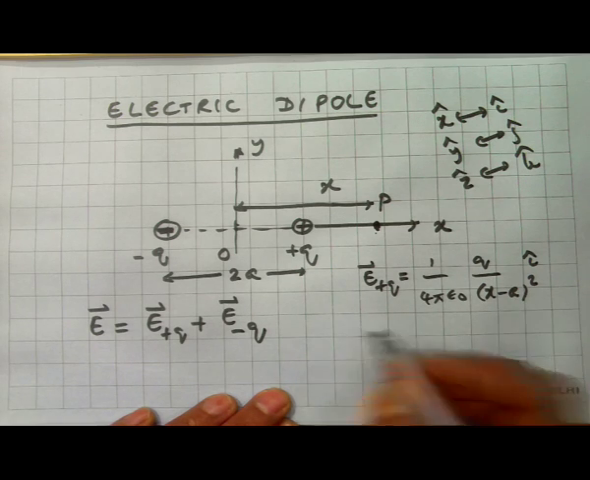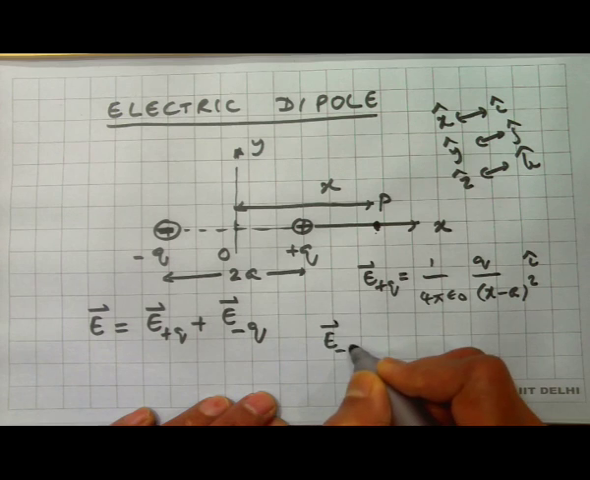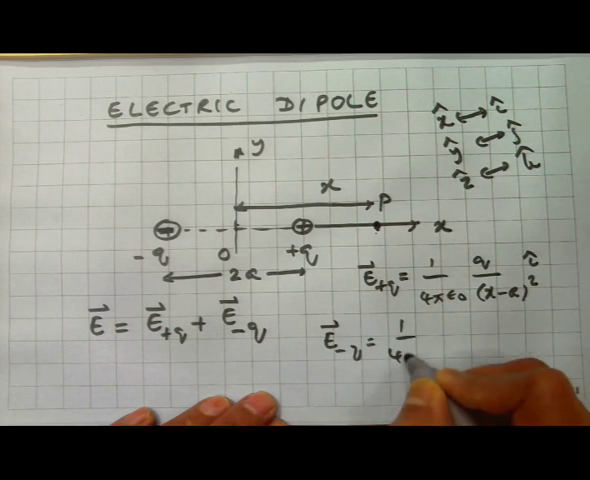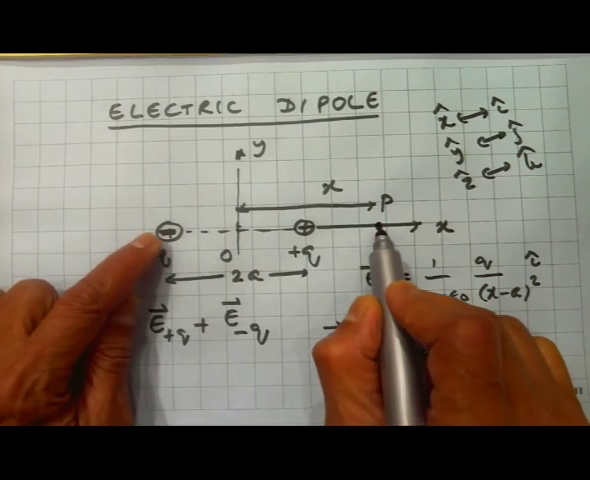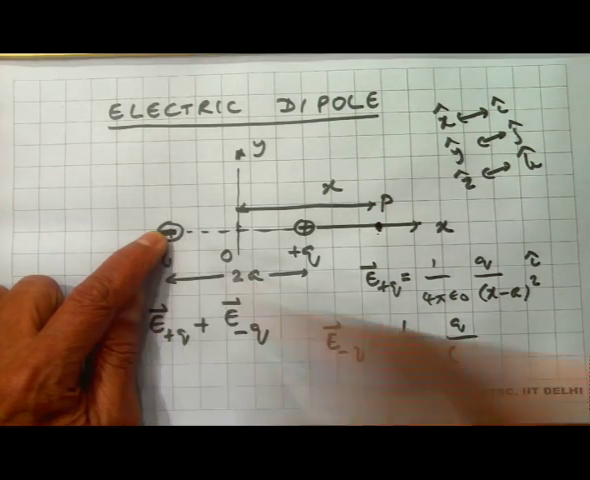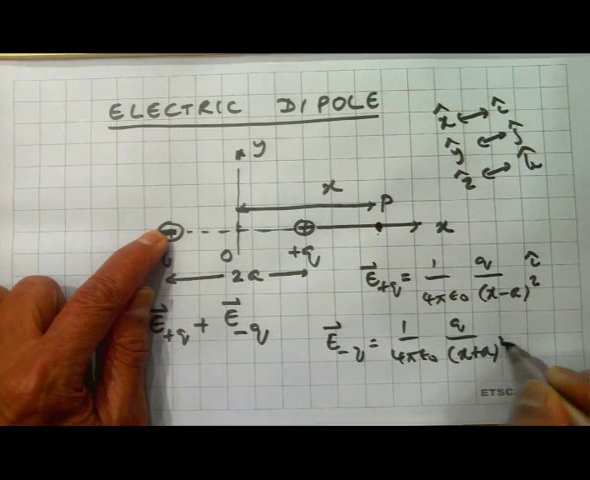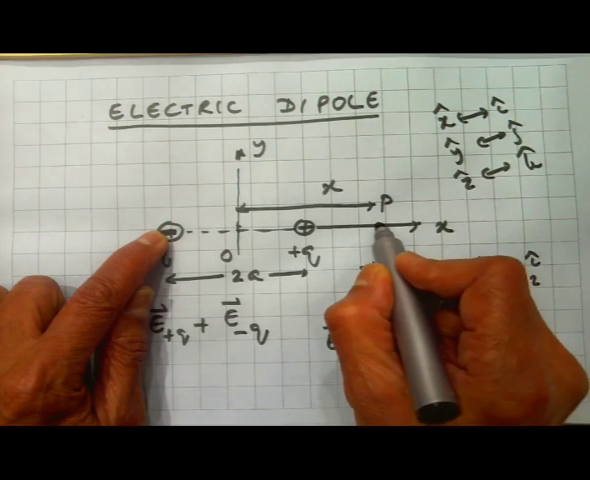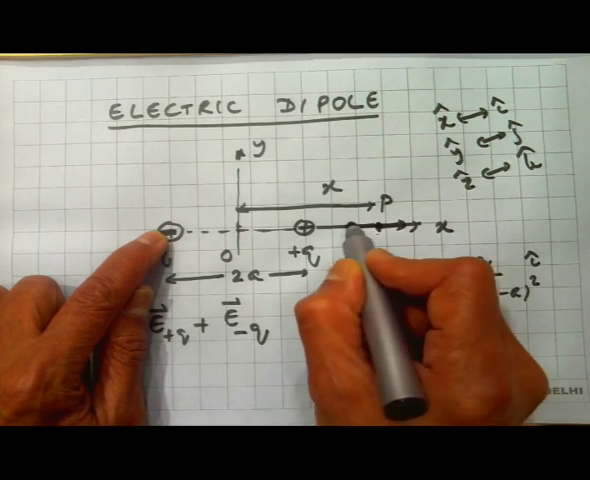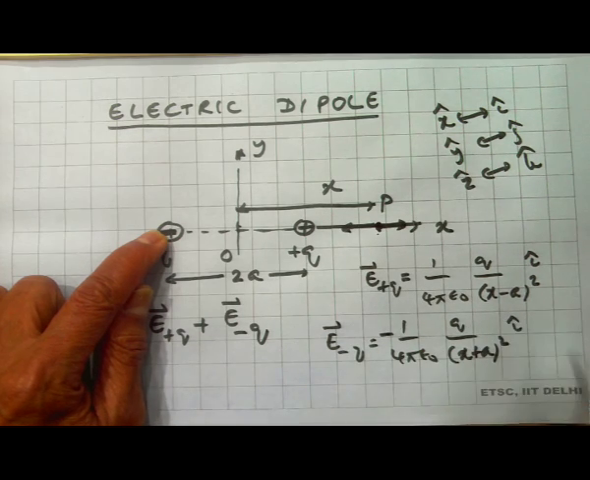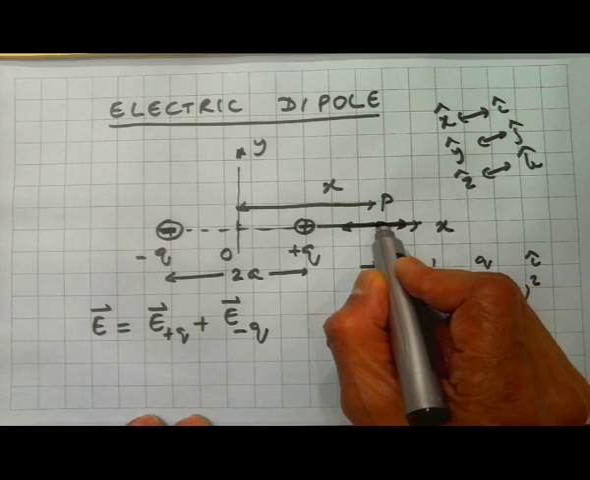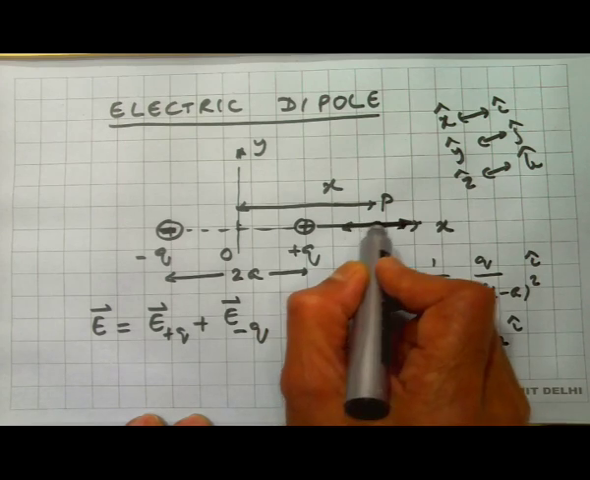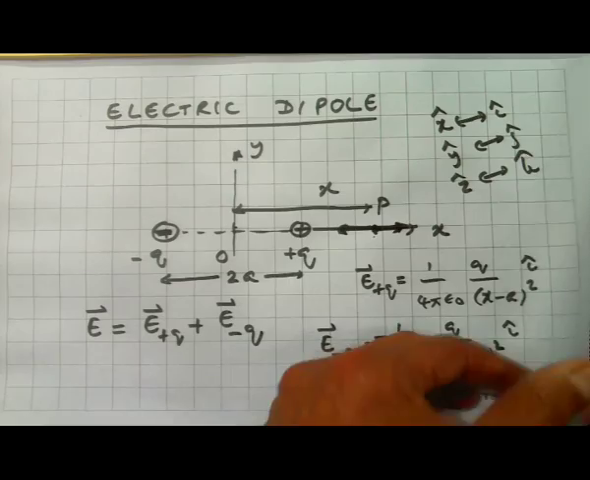So, E plus Q is given by this, and what about E minus Q? 1 by 4 pi epsilon 0 Q by this distance square, and that distance is x plus a, and so this electric field due to plus q is in this direction and that due to minus q is in this direction. So, minus i cap. So, the plus charge creates an electric field towards the plus x axis here, the minus charge creates an electric field in this direction. So, the total electric field, let us calculate.